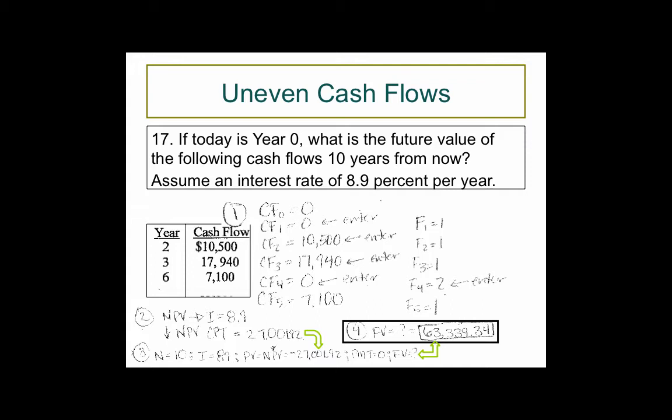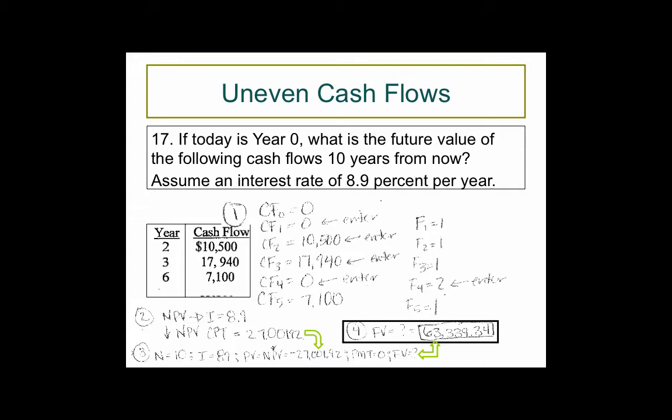We're not dealing with payments at the moment, at least just for this problem, because we're just pushing this present value out for 10 years. So I'm going to put 0 for payment, and then I'm going to hit compute FV, and you should get $63,339.34.